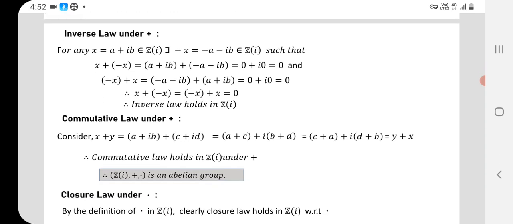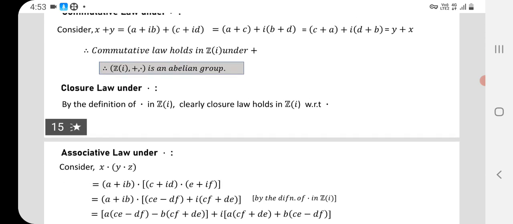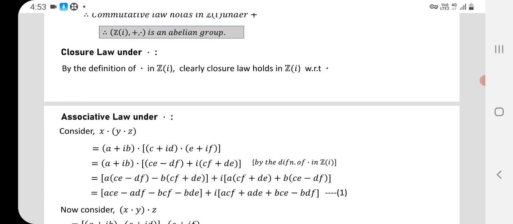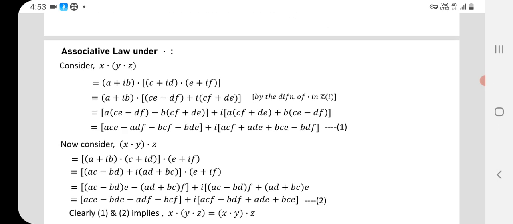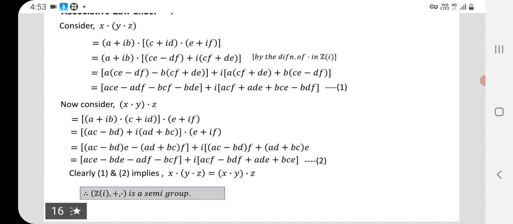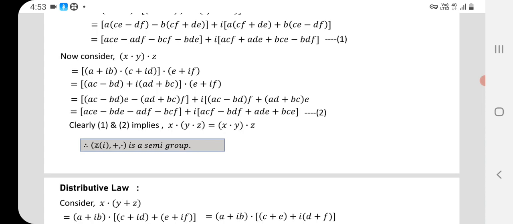Commutative law: now let us see the commutative law under addition, x plus y is always y plus x. Therefore the set of all Gaussian integers is an abelian group. Therefore we can verify the group conditions under addition. Next, closure law under multiplication. Now let us see x times y, and the associative law x dot y dot z. Meanwhile x times y dot z, then we can conclude that equations 1 and 2 are equal. Therefore it is a semigroup under multiplication.